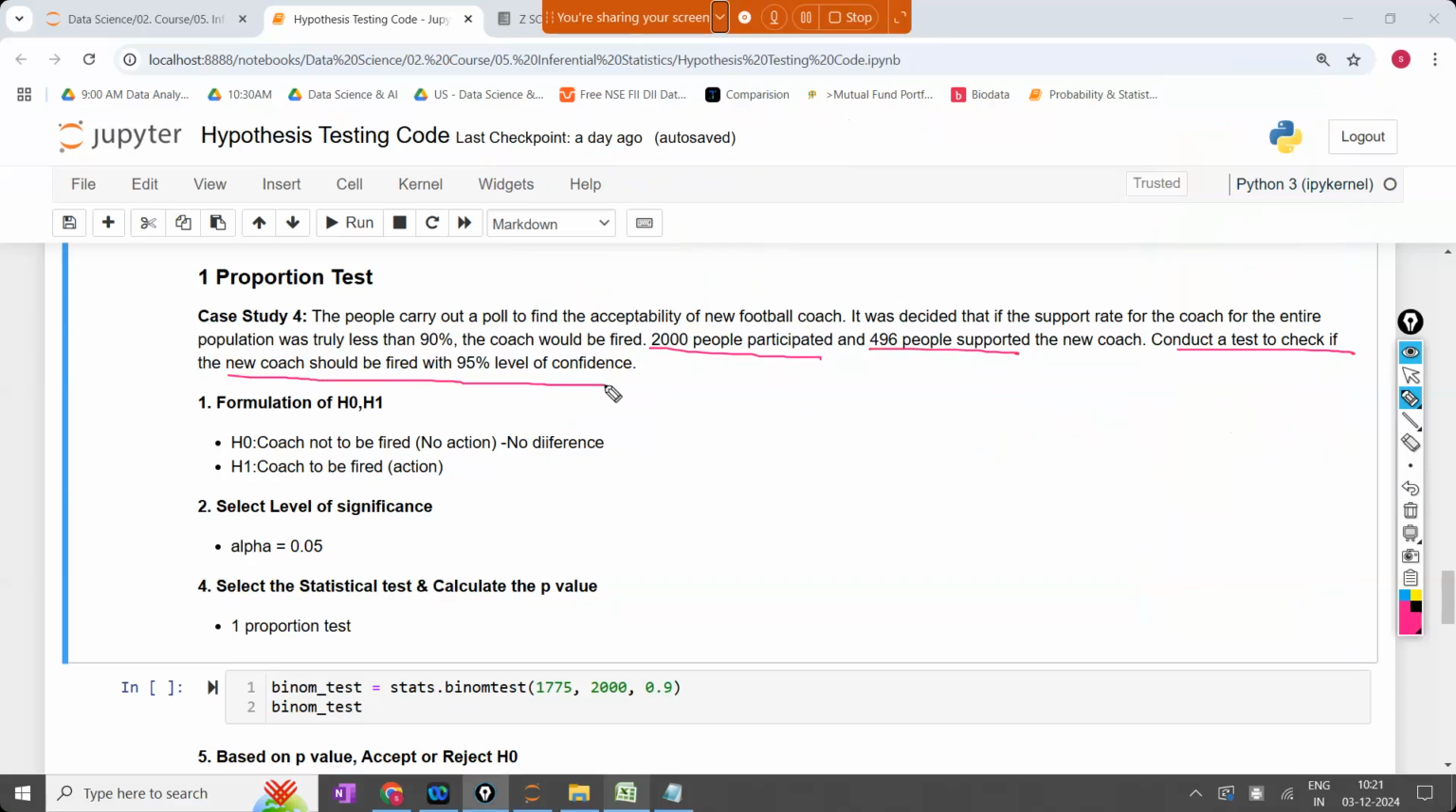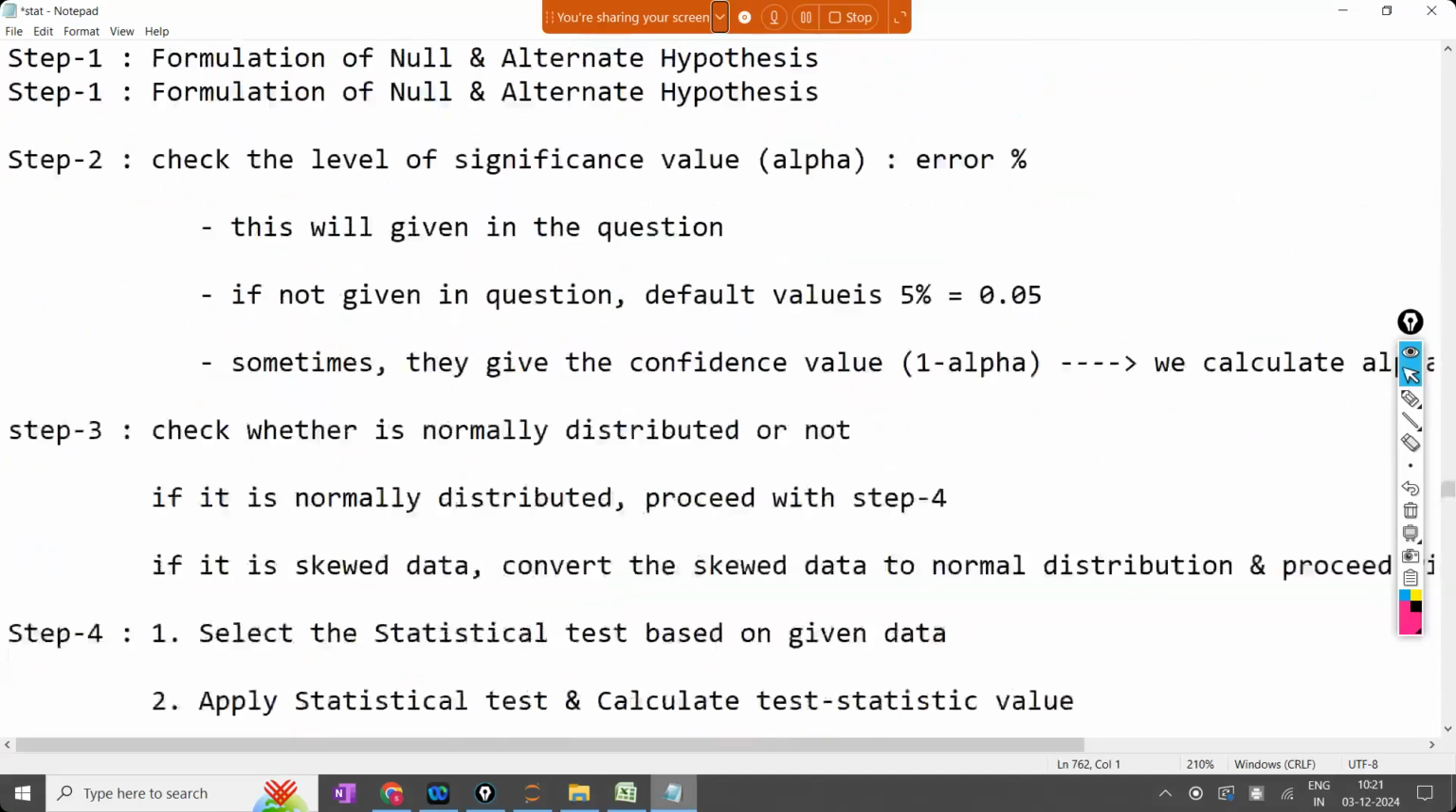95% confidence. What does 95% confidence mean? What is the alpha value? 0.05 or 5%. Right? Now, what are the steps involved in the discrete variable?